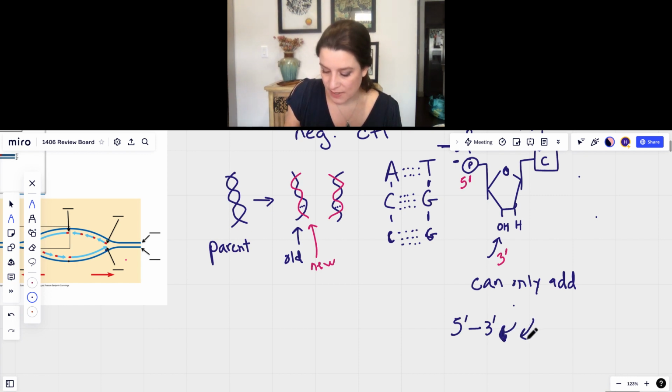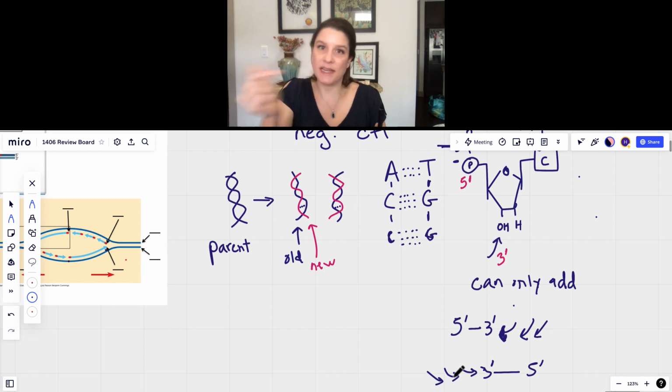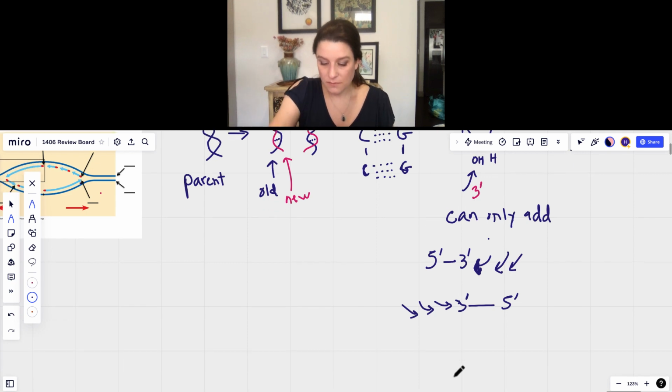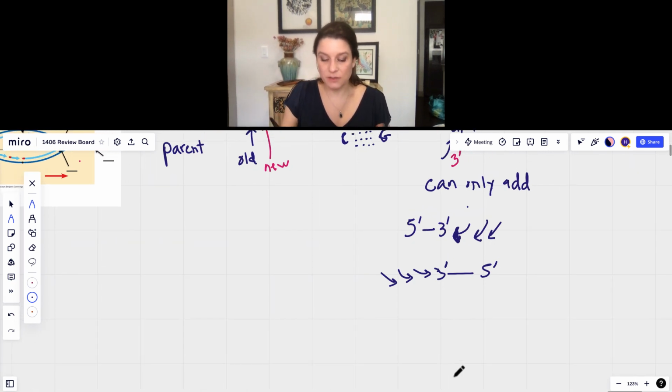So every time it would add on to, in my case, the left side. But you can have orientations like this. And in that case, it would always add on to this 3' and we'd be building in the 5' to 3' direction, but it would be to the, quote, left as far as my drawing goes here. Okay, that's why. So this is true of all polymerases.